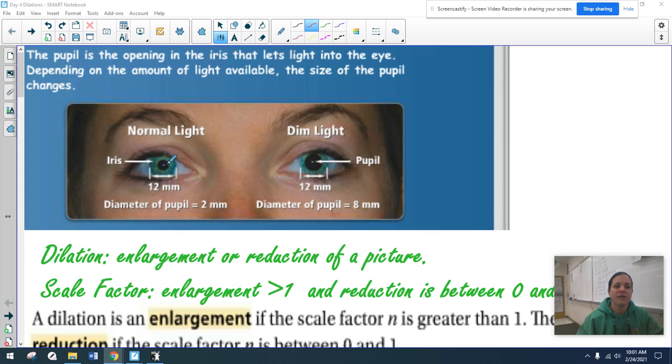So this is what a dilation is. This is your circle for your pupil, and then it's going to get bigger. It's kind of the same thing as similar figures. It's just going to be something that's the same shape, but bigger or smaller. And that's what we're going to be talking about today.